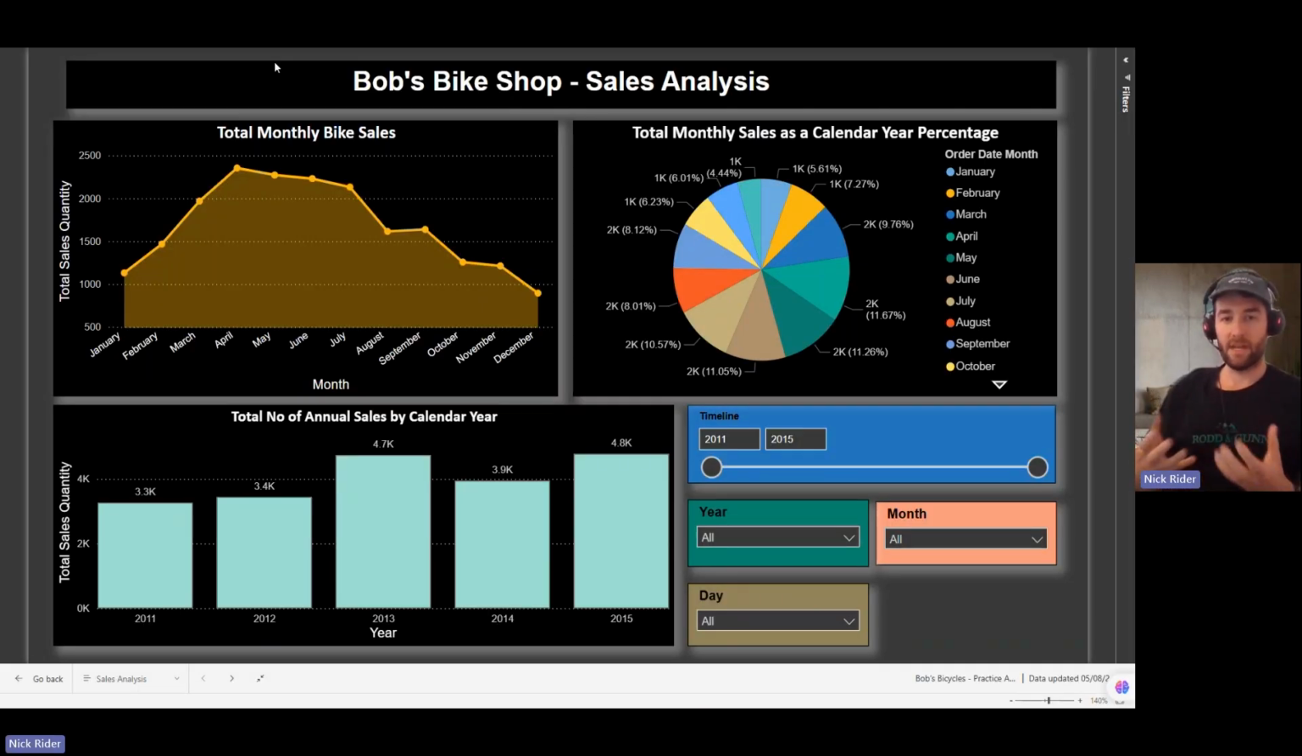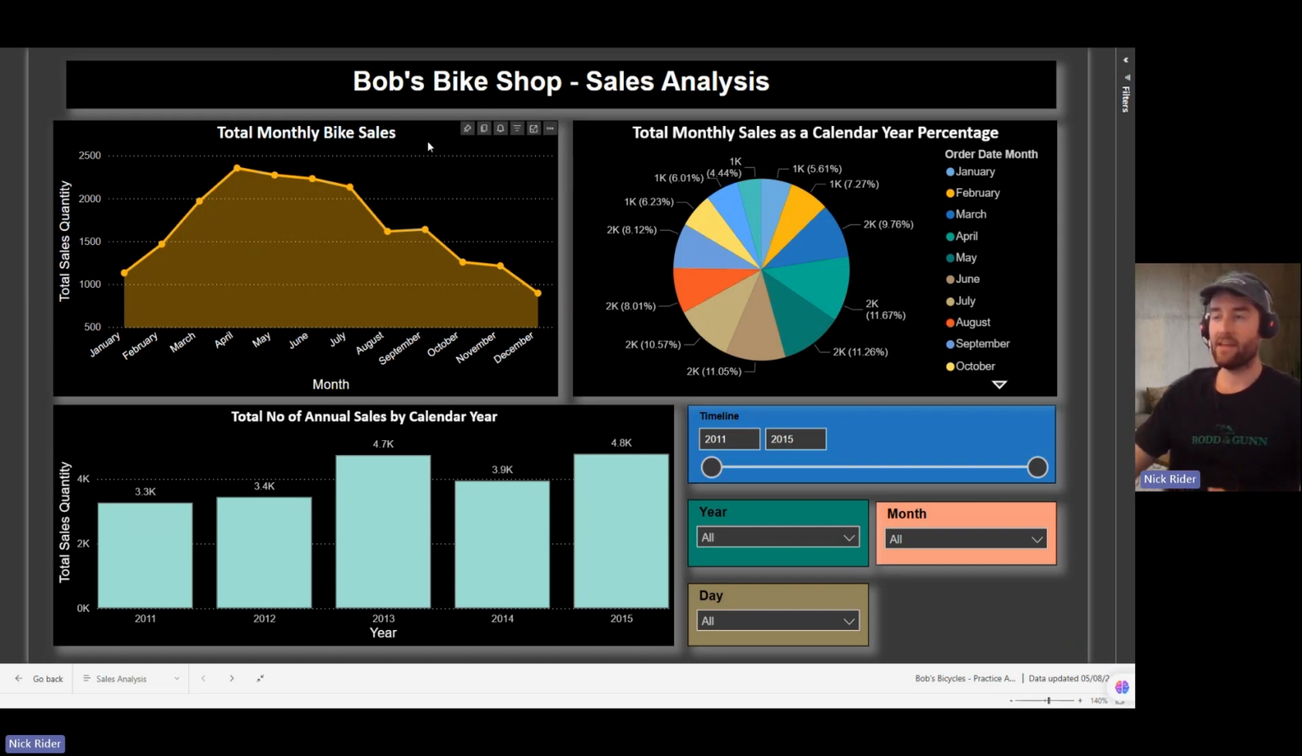Go for a bit of a deep dive into this now. So basically, Bob has asked me to analyze his data from years 2011 to 2015. Now, what I'm looking for throughout that period of time is what were his peak months in terms of his bicycle sales and the amount of sales.